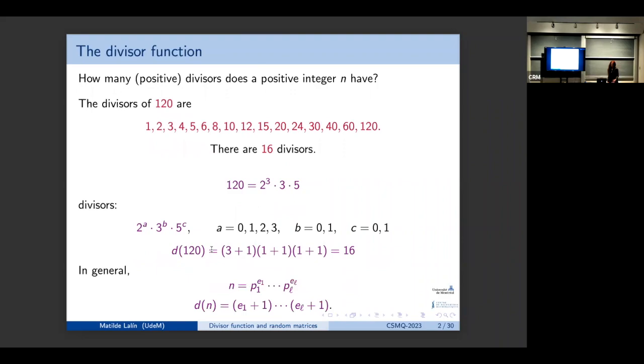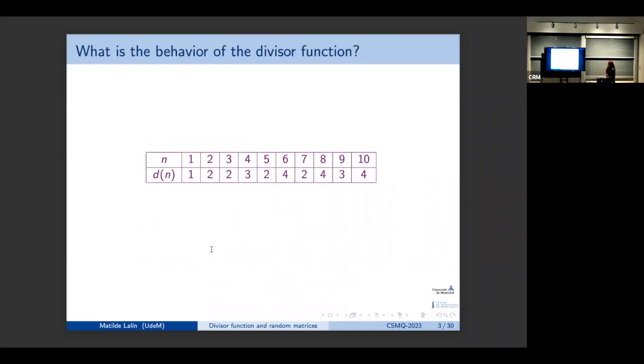Okay, and so in general, you can apply this reasoning for any positive integer, writing the prime factorization and counting the exponents. Now, we're interested in understanding this function in a more general way. So the question is, what can we say about this divisor function in general? One thing we can do is just write the first few values. Here's the table with 10 values: 1, 2, 2, 3, 2, 4, 2, 4, 3, 4. Okay, that doesn't say much.